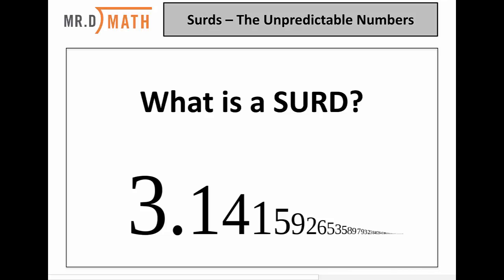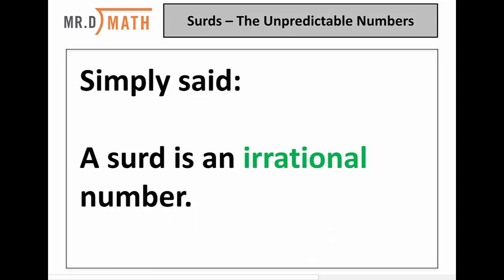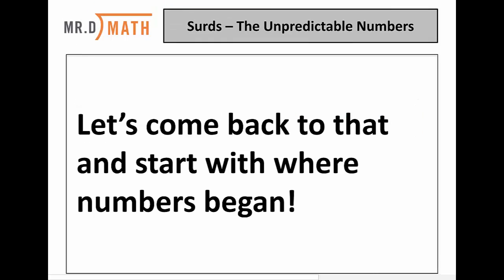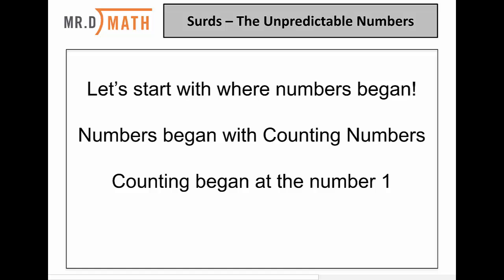So let's talk about what a surd is. Simply said, a surd is an irrational number. Now you may be saying, well, what is an irrational number? That's a great question. Before we get into what an irrational number is, or a surd, let's start with where numbers began. I say that numbers began with counting numbers, and counting numbers began at the number 1.